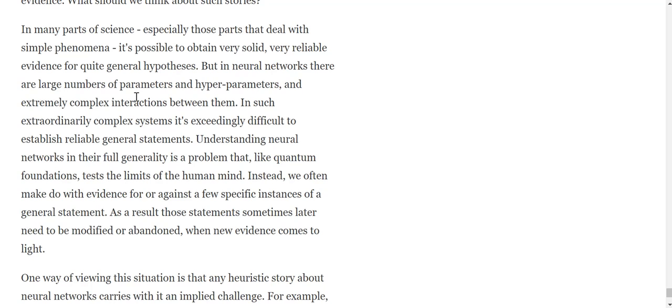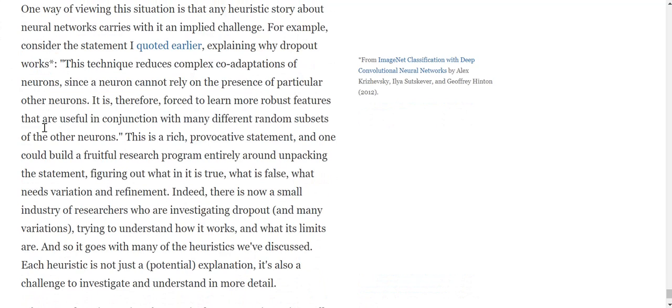True. Understanding neural networks in their full generality is a problem that, like quantum foundations, tests the limits of the human mind. Instead, we often make do with evidence for or against a specific instance of a general statement. As a result, those statements sometimes later need to be modified or abandoned when new evidence comes up. That is quite a valid approach.